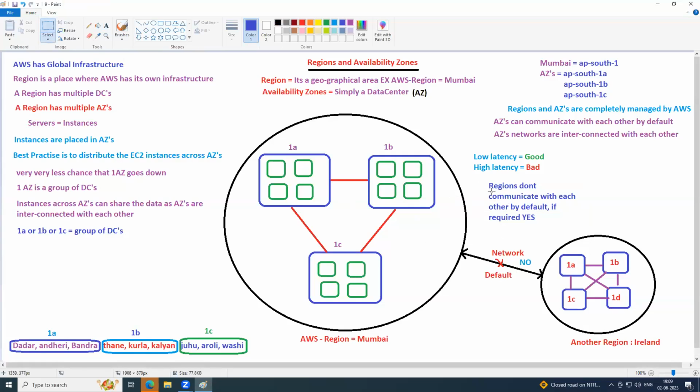Now, I'll show you. Do you remember yesterday I showed you a few diagrams? Should I show you those diagrams again? Now you know what a region is and what an availability zone is, right? You know all these things. Now, can you find out whether those architectures are highly available or not? Okay, let's do that.